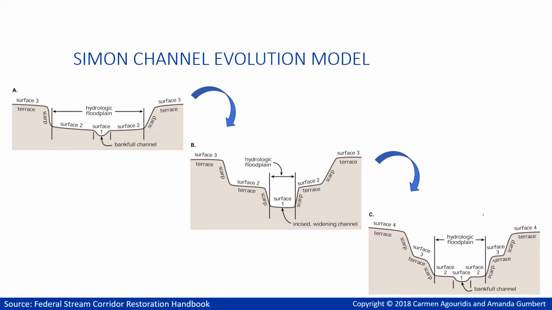The Simon channel evolution model consists of 6 stages. Cross-section A shows that first stage, that pre-modified stage. When the channel is sinuous and the banks are well vegetated, it's connected to its floodplain. Cross-section B shows a progression of stages 2 through 5. The channel starts going through some sort of modification. Maybe it's channelized, the banks are steepened, it's disconnected from its floodplain.